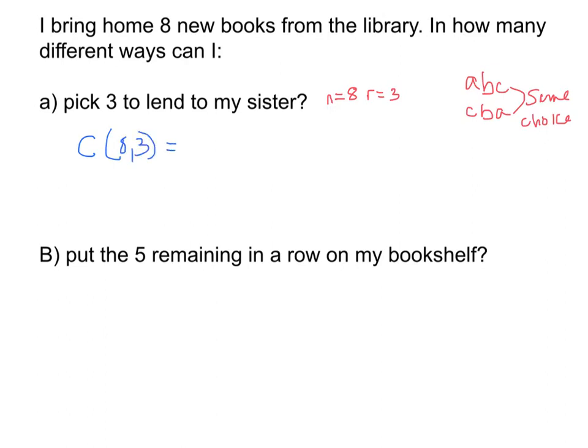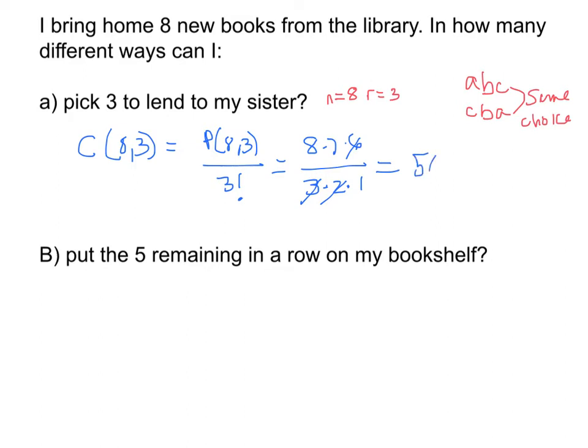So again, this is a combination because picking the books A, B, and C and picking the books A, C, and B are the same choice, and we want to make sure we don't count them twice. So we have C of 8, 3. That's the same as P of 8, 3 over 3 factorial, which is 8 times 7 times 6, according to my shortcut, over 3 times 2 times 1. Well, 3 and 2 cancel with the 6 because 3 times 2 is just 6. And my answer here is 56. So there are 56 ways for me to lend 3 books to my sister.